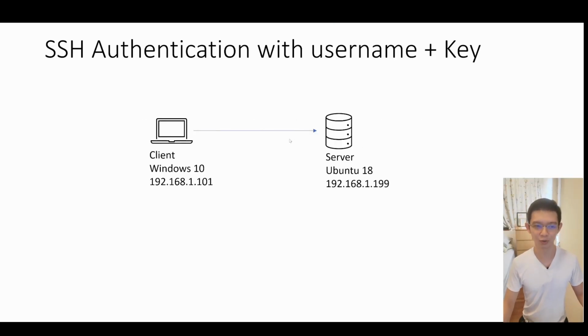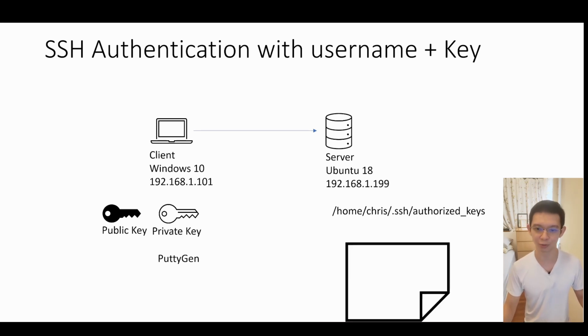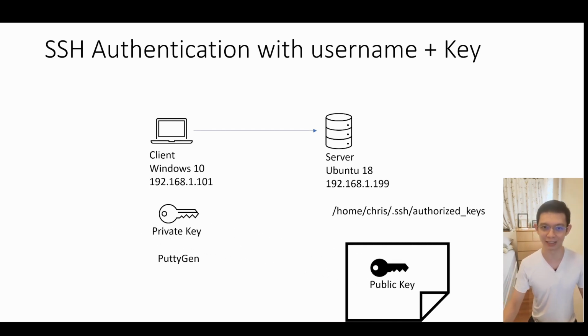So we'll be using a Windows client and running a virtual machine that is simulating the server, which is an Ubuntu 18 on the IP 199. We'll be using PuttyGen to generate the SSH key pair. Once the key pairs are generated, there will be the private key and the public key. On the server side, we will have the authorized keys file, and then we will simply shift the public key into the authorized keys file inside the server.